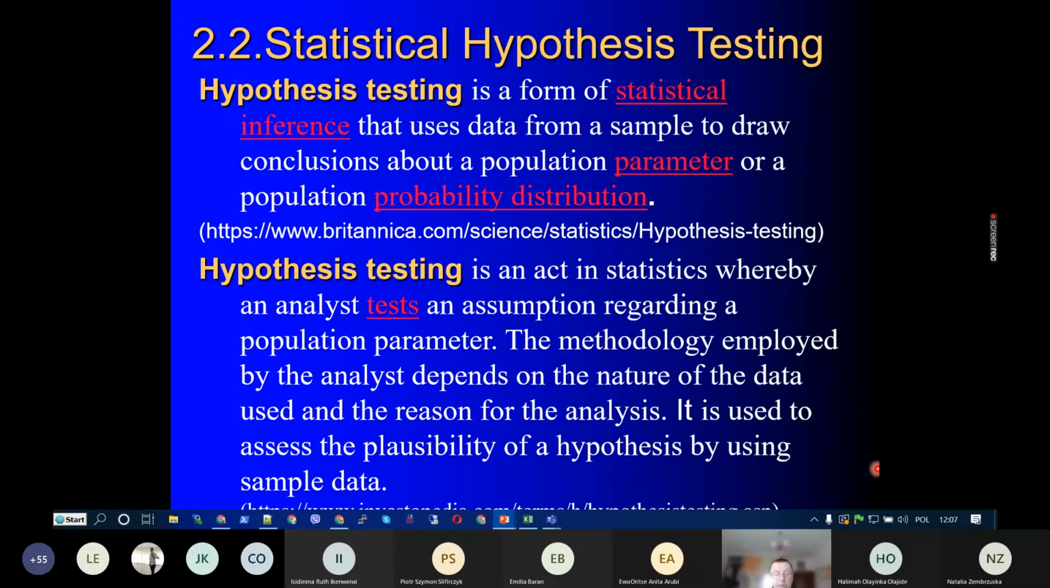And it is used to assess the possibility of a hypothesis by using sample data. Again, we emphasize the reason for analysis and the nature of data, because technically, with a data equation, a spreadsheet tool or any other computer software for calculation, we can obtain a result. But the question will remain: does this result make sense?